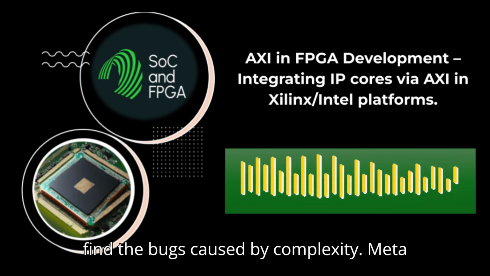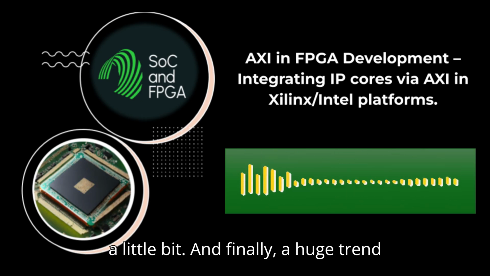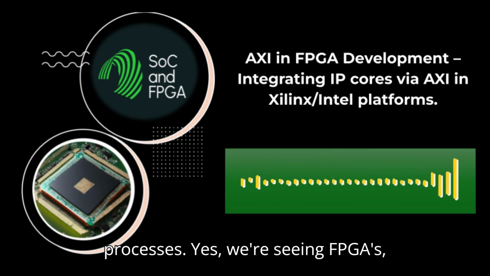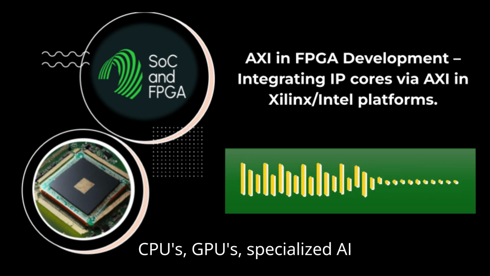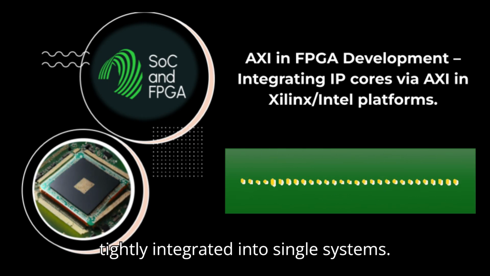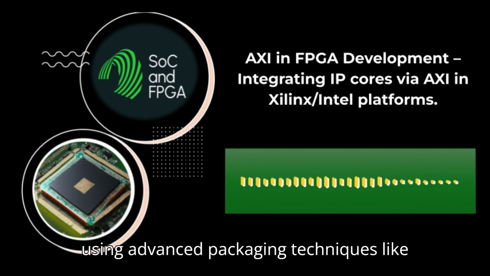Using AI to find the bugs caused by complexity. Meta. A little bit. And finally, a huge trend is heterogeneous computing platforms, meaning mixing different types of processors. Yes. We're seeing FPGAs, CPUs, GPUs, specialized AI accelerators, and even custom ASICs being tightly integrated into single systems, sometimes on the same chip, sometimes using advanced packaging techniques like chiplets.